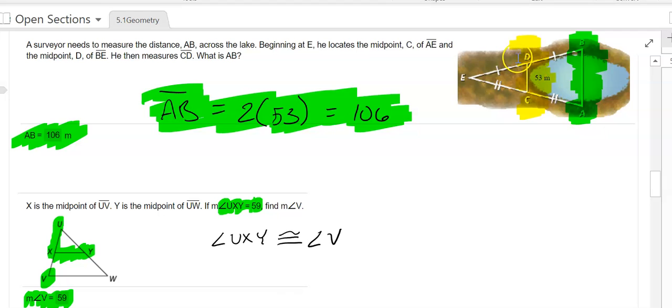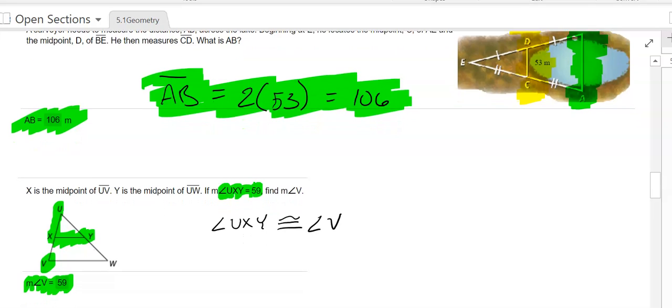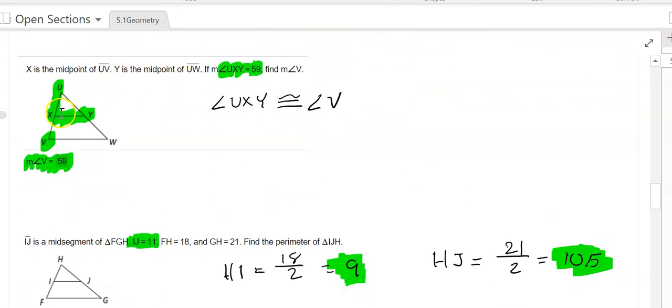Here we're looking at these. All of these have the mid-segments we need. We're given information about the smaller side, which means the larger side must be twice that, or double it. And we're looking here at angles. We know these angles must be equal to each other, or congruent. So if this one is 59, so is the other.